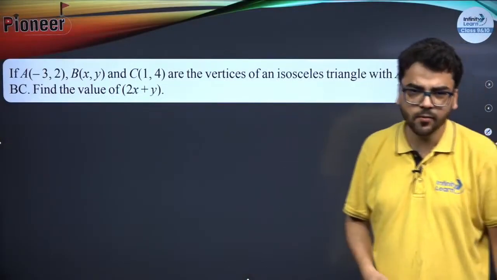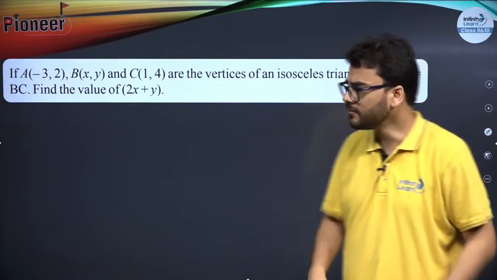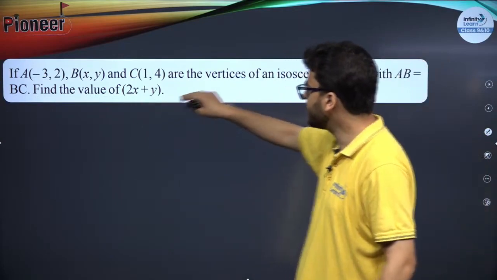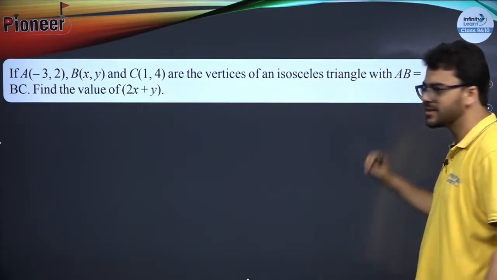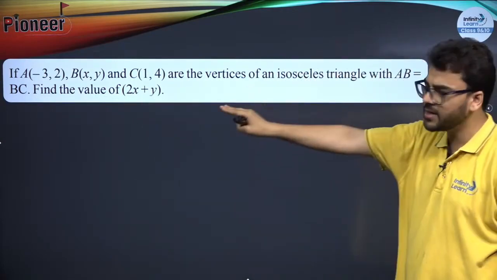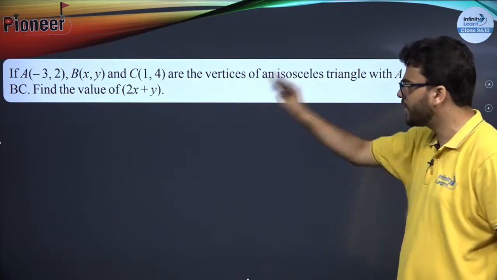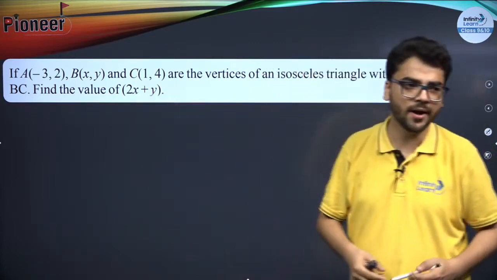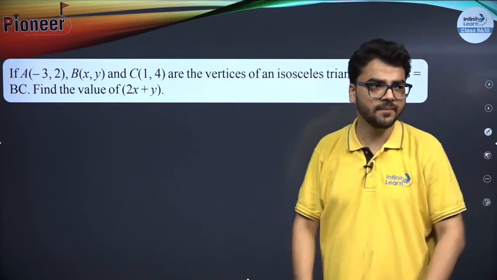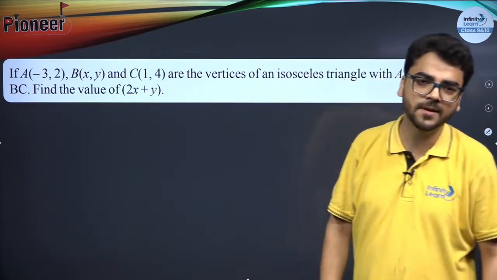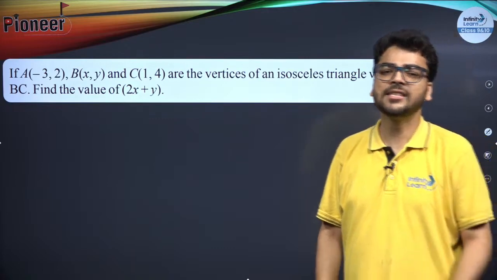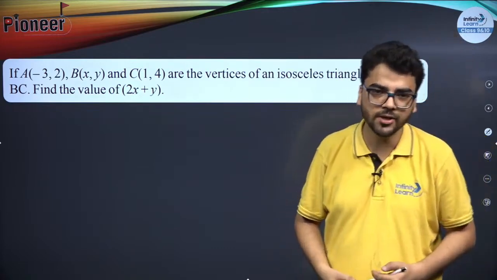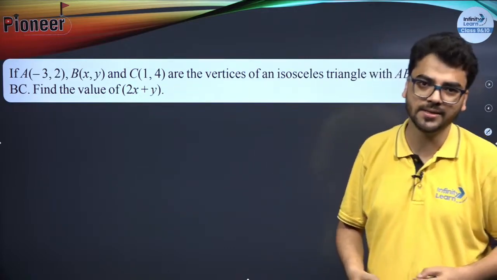Can you try doing this question over here, guys? If A, B and C are the vertices of an isosceles triangle with AB equal to BC, can you find the value of 2x plus y over here? Try doing this one. You have to find the value of 2x plus y. So guys, there is no difference between the previous question and this question. It is the same thing, guys.